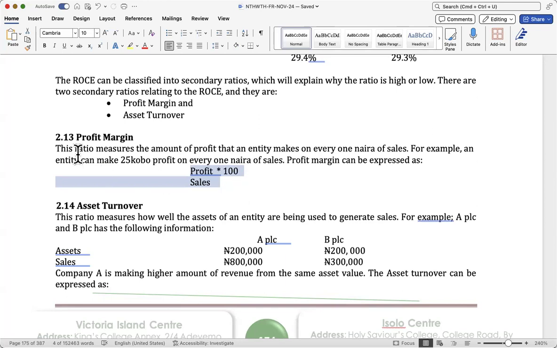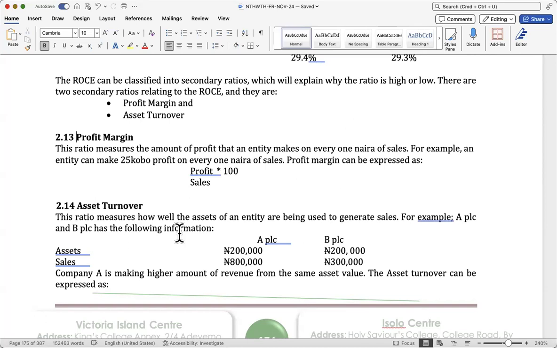In the exam, usually you will see them calling this profit margin gross profit margin. That's the common one you would find, so this profit will then be your gross profit. Or they call it operating profit margin. When they call it operating profit margin, that means you're going to use operating profit. But I've seen them often call it net profit, though they stopped recently.